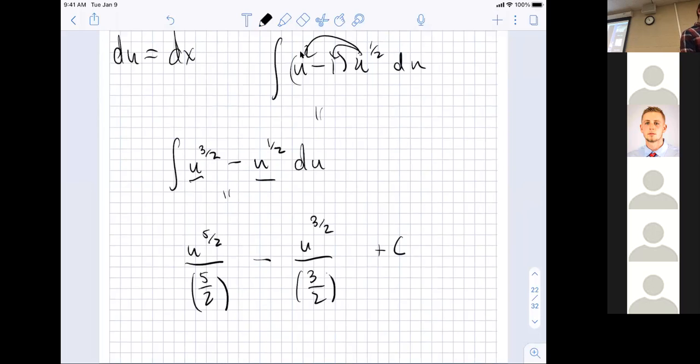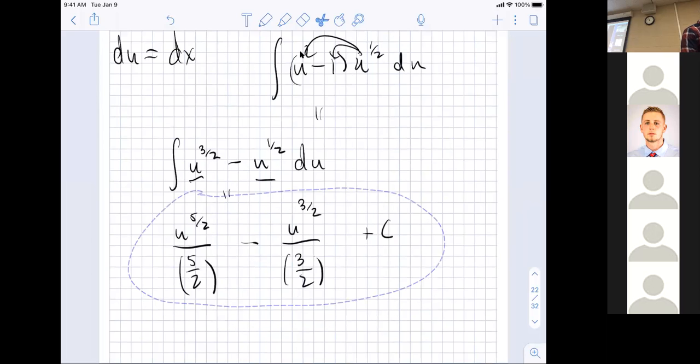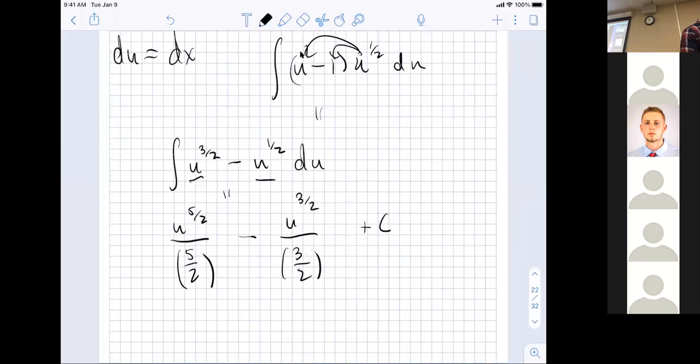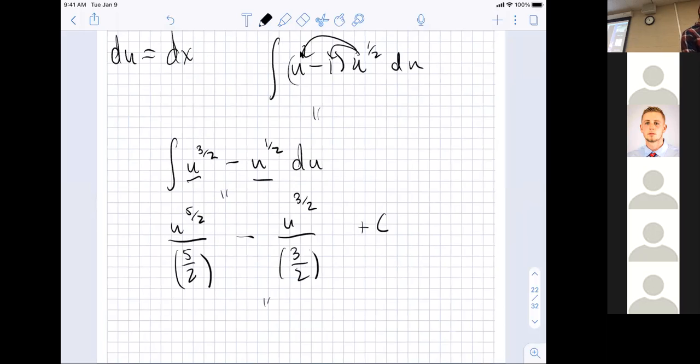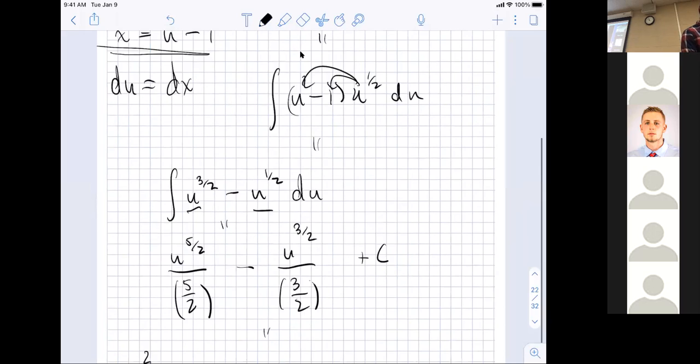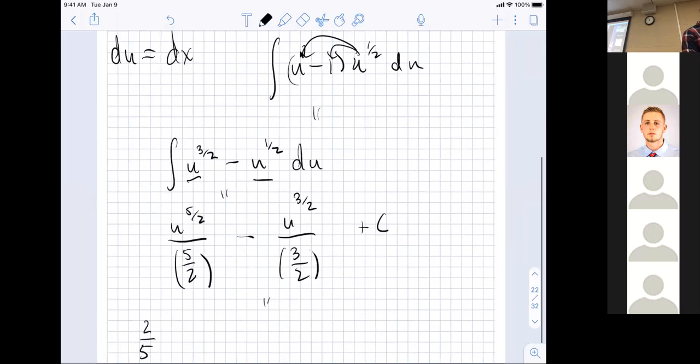Okay, and so when I simplify, this is 2/5 times u to the 5/2. Well, u was 1 plus x. And then minus 2/3 times 1 plus x to the 3/2 plus some constant.